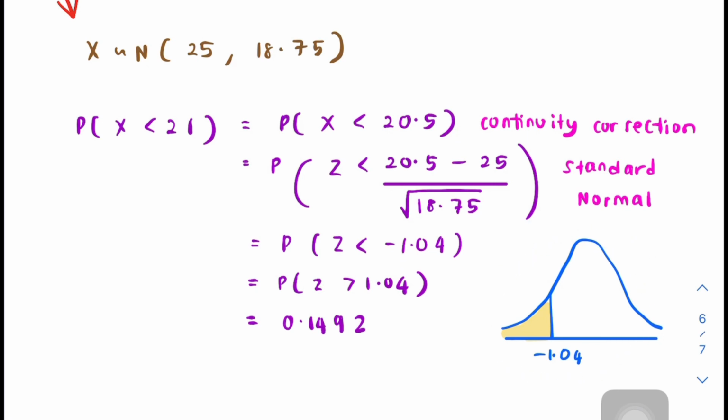So you can illustrate in the bell-shaped graph. This is the area of less than negative 1.04. And then how to refer to the table? Remember, this is symmetric. So refer to the right side of your table, which is 1.04 from your table. The answer is 0.1492.